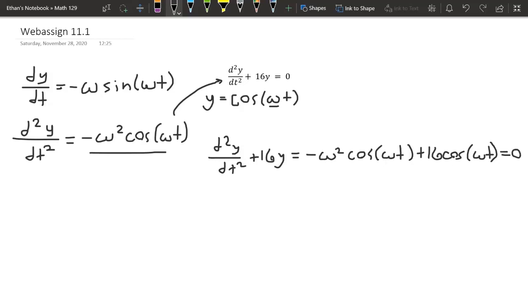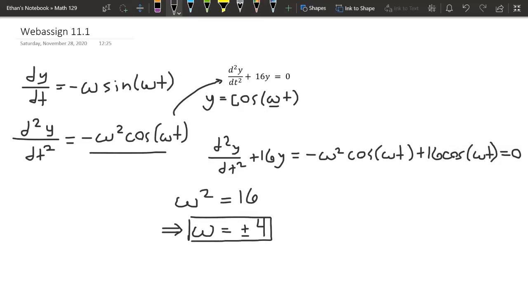So at this point, now that we've done all that differentiation, it's just algebra. You can see we add omega squared cosine omega t to both sides, and we then cancel out the cosine omega t term. We're going to get that omega squared is equal to 16, which means that our values for omega for this differential equation are going to be plus or minus 4. I guess I should have said this is question number 1 on the Webassign, and that is the answer right there.